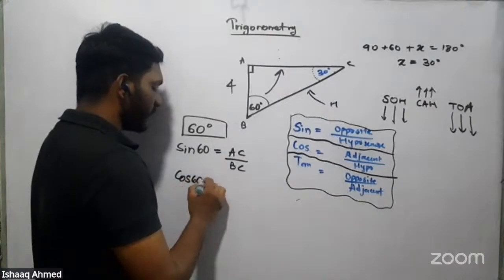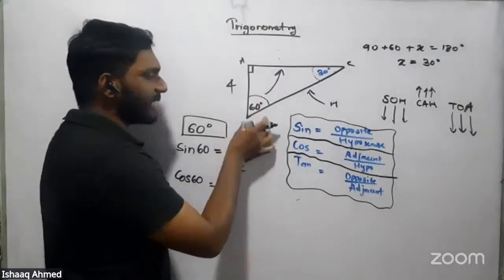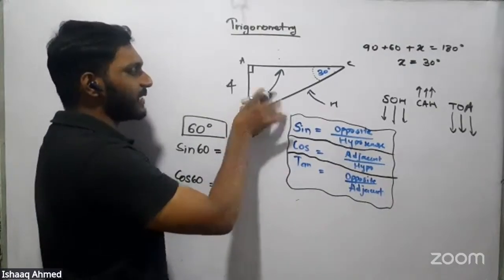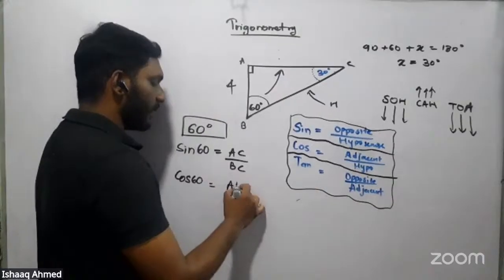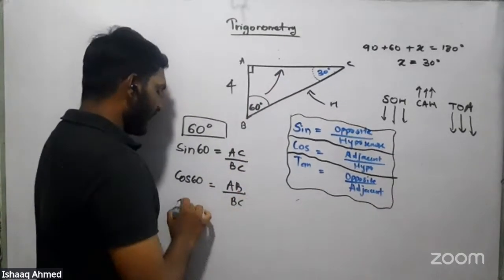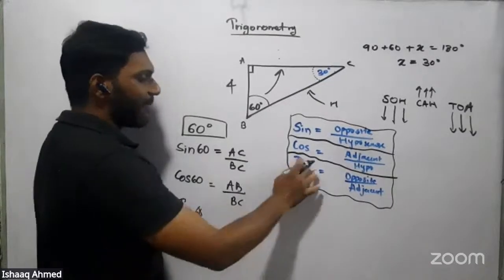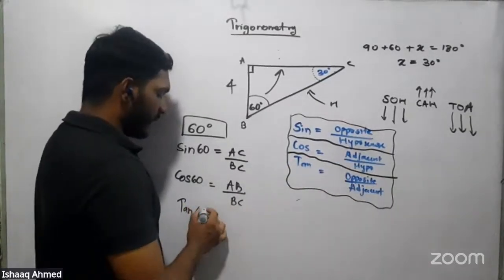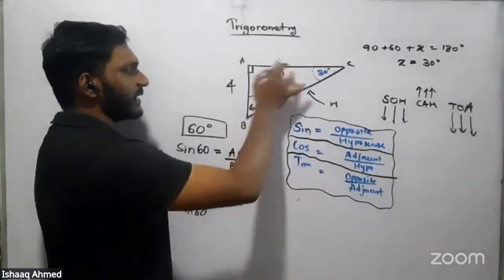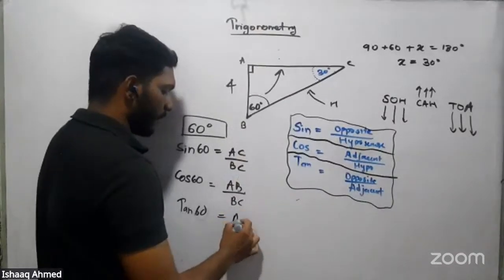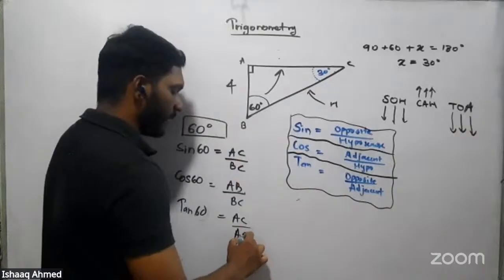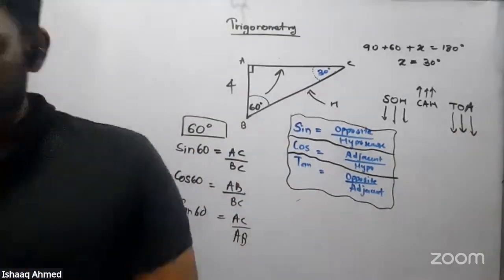Cos 60 means for 60, cos. What is cos? Adjacent over hypotenuse. What is adjacent for 60? AB. AB over the hypotenuse, BC. Then tan 60. Tan means opposite over adjacent. What is opposite for 60? AC. What is adjacent for 60? AB. This is sine 60, cos 60, tan 60.